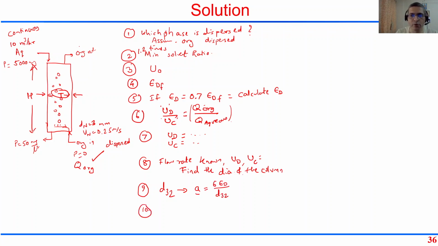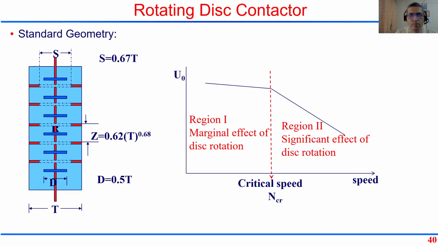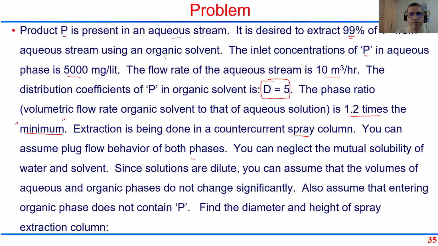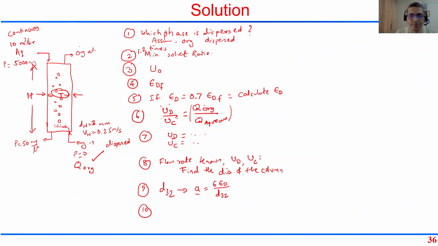Next, the mass transfer coefficients we know, kc and kd. Oops, sorry, this kc and kd, we have seen this. So kc and kd can be calculated. So kca and kda can be calculated.